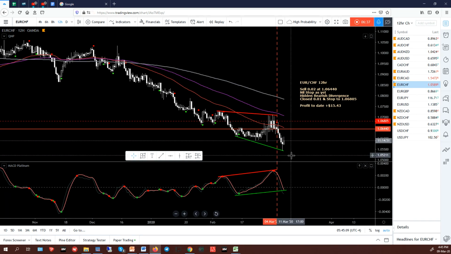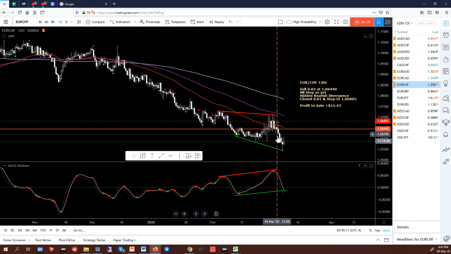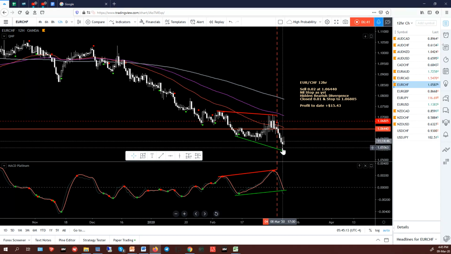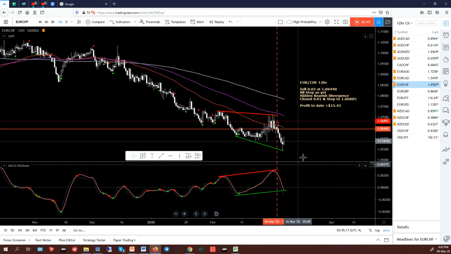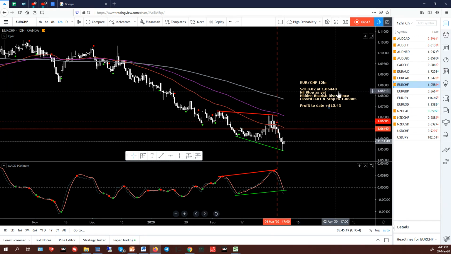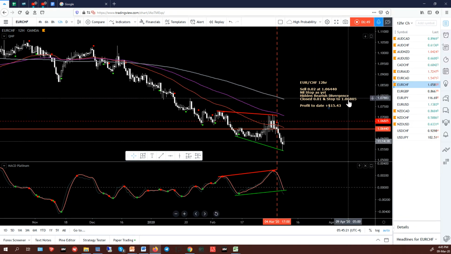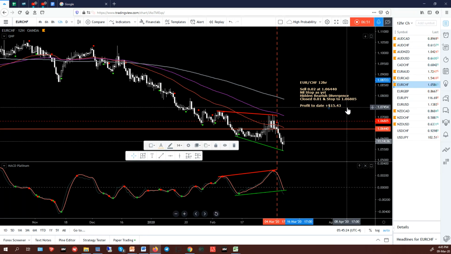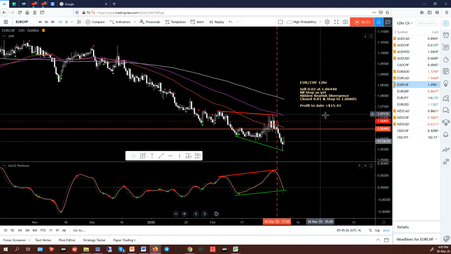Euro Swiss, I'm going to sell back here on this candle today. We've cracked through the MACD Platinum's gone through the zero level, so that's a time for me to take action. So I close half my trade and I put a stop in place. Took a little bit of a profit, not much. It's a slow moving pair also.